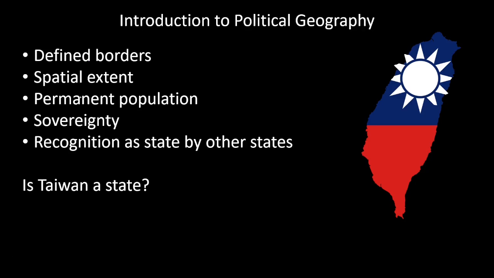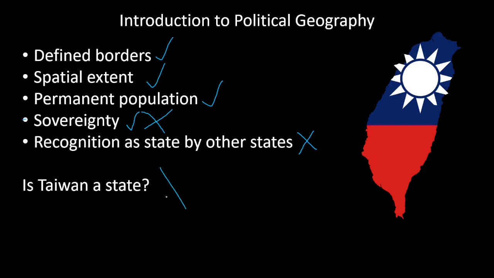Does Taiwan have defined borders? Yes, it does. Does it have spatial extent? Yes, it does. Does it have permanent population? Yes, it does. Does it have sovereignty? Yes, it does, and no, it doesn't. We're going to come back to this one. Recognition as a state by other states? No, it does not. What does it mean by it somewhat has sovereignty? Well, it has some control over itself. It has a government, but it is not free from China's political power. So it's not really sovereign. And other states don't recognize it as a country or a state, so it can't be a state.